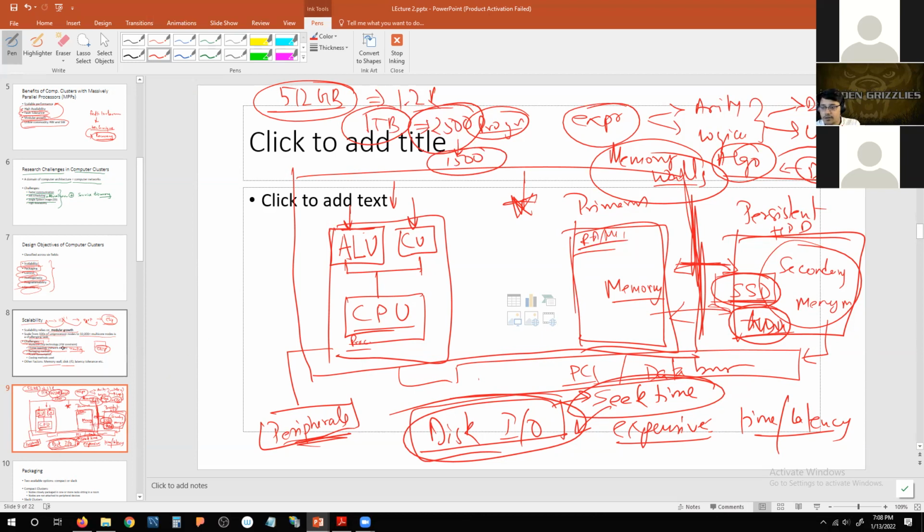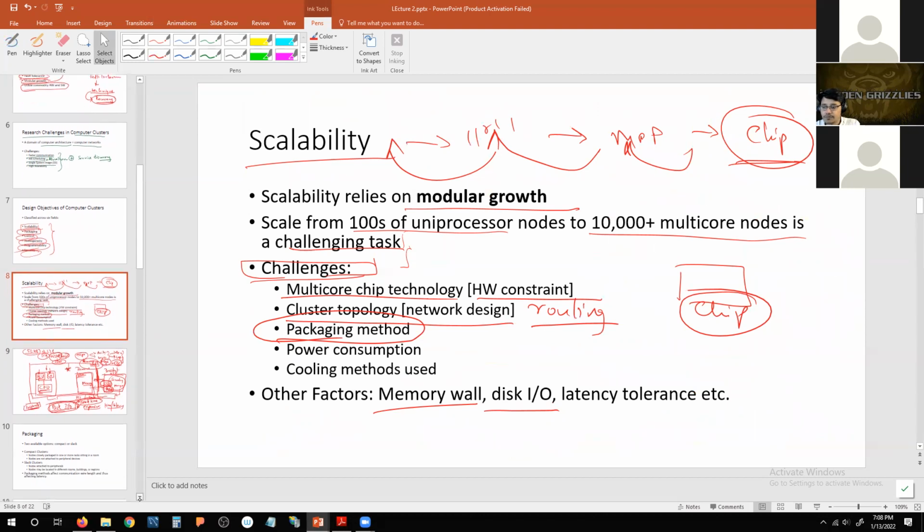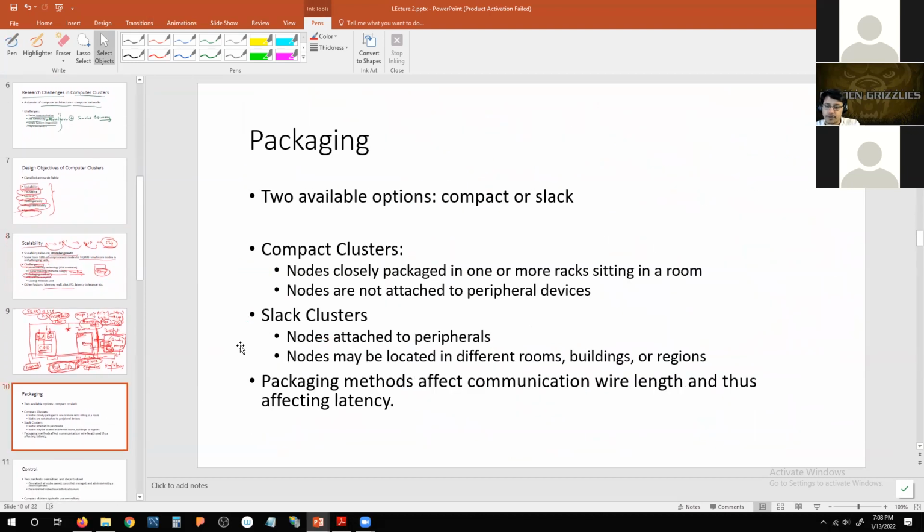So this is what this whole problem or limitation of the memory wall, disk IO, and latency is implying. So let's talk about packaging. What does packaging mean? When it comes to computer cluster packaging, you have two options. One is compact packaging, and the other option is slack fashion.